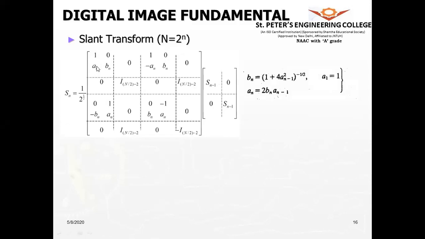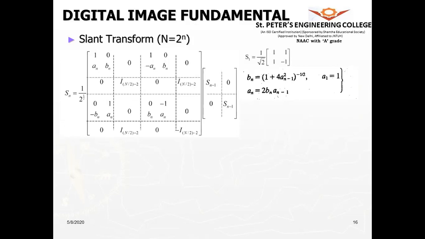The equations for computing an and bn, the parameters, are given here. So this is a recursive equation. As we can see here, to compute bn we require the an parameter, but to compute an again we require an minus 1. Therefore the starting value for the parameter a1 will be equal to 1. So that will be the starting point. With this we can compute the different matrices.